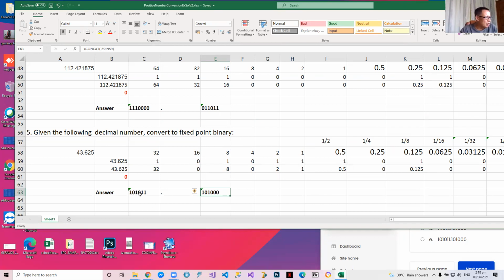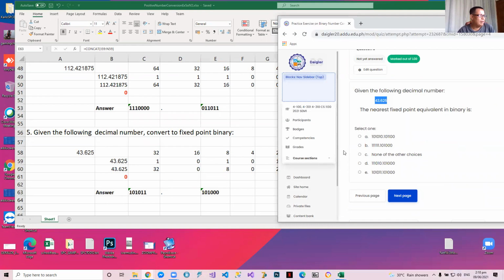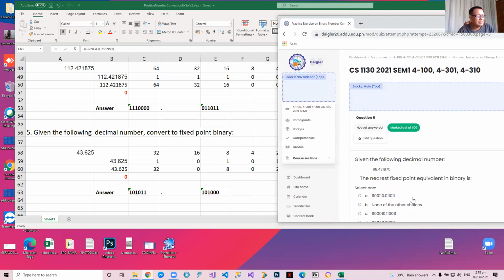Okay, so our answer is 101011. Okay, so let's get the answer now. 43.625. We have 101011, 101, this one, and 101, 3 zeros. Any questions? We're supposed to have 8 of this, right? Anyway, we'll just copy and paste. Hopefully we can have copy and paste.